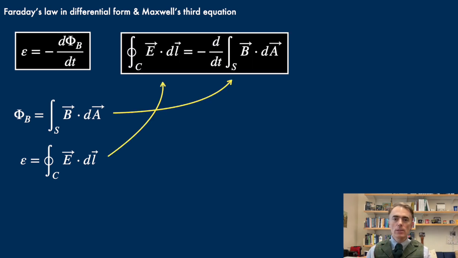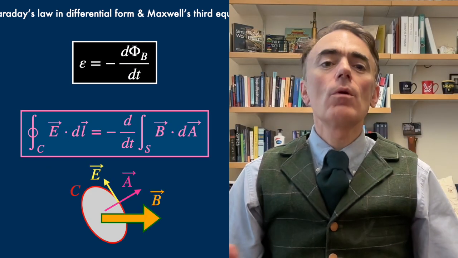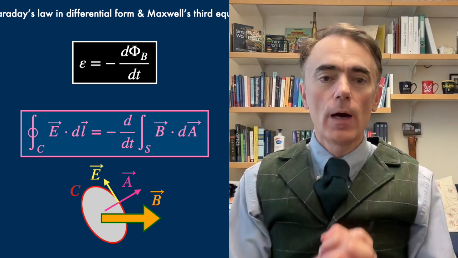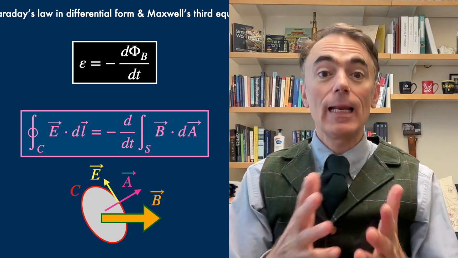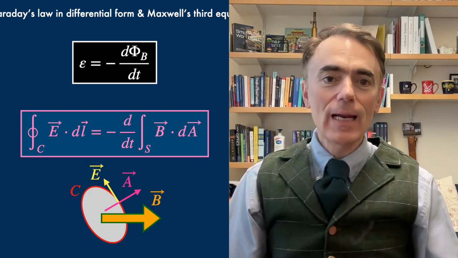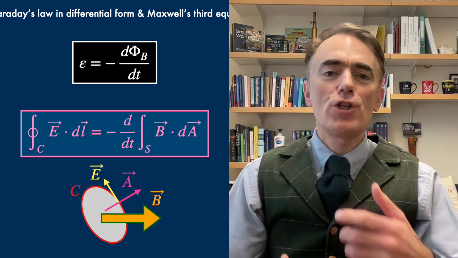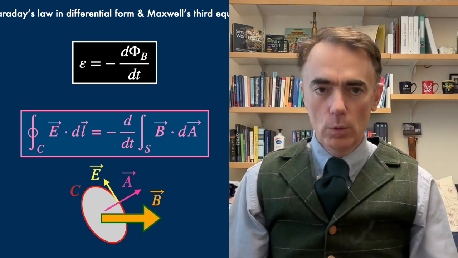The induced EMF arises due to a change in magnetic flux through the surface enclosed by the loop. Combining these ideas, Faraday's law becomes the closed integral of E dot dl equals minus the derivative with respect to time of the integral of B dot dA. This is the integral form of Faraday's law. This equation connects two fundamental phenomena. A time-varying magnetic field creates an electric field. The circulation of the electric field, the line integral around the closed loop, is proportional to the rate of change of the magnetic flux through the loop.